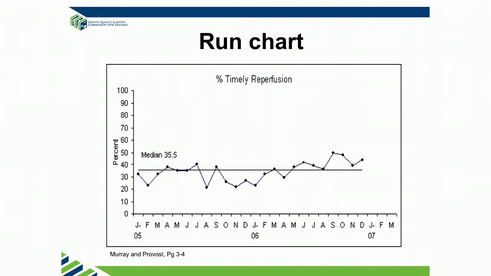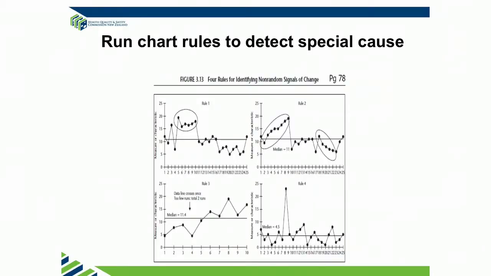Now, there are certain rules to detect a special cause. Now why are we using this? The reason we're using this for improvement purposes is that we are looking for special cause in our data. We are trying to track down special cause. We're trying to see, is the process changing? That's what we're trying to find out. And how can we find out in our data? We can identify it by applying these 4 rules. Let's go through these rules quickly.